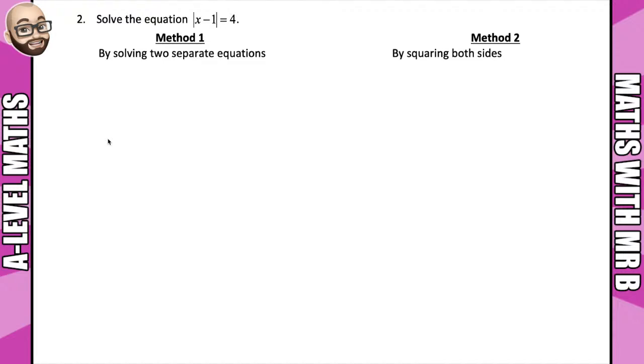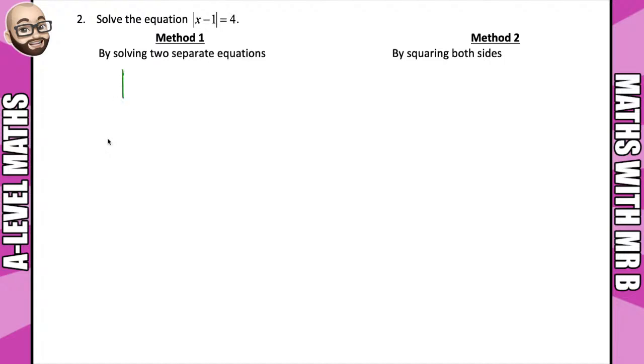So for example 2, what we've now got is a modulus of a full function on the left-hand side equaling a single value on the other one. So hopefully it's going to be another straightforward question. There are two different ways we can tackle this question. The first one is by treating it as two separate equations. The second method involves squaring both sides, which I'll explain in a second.